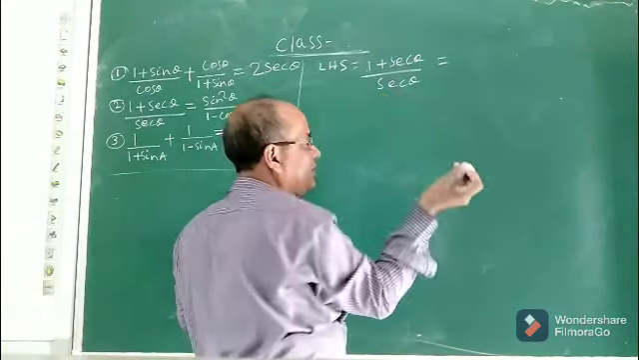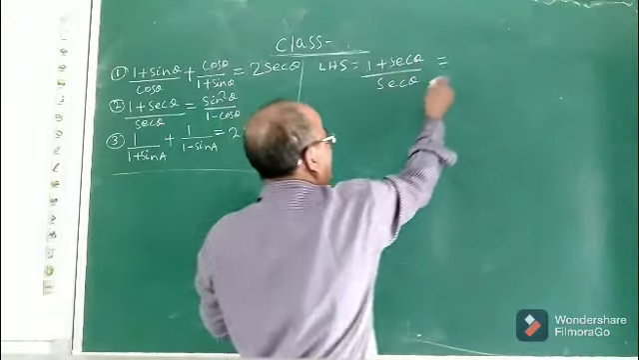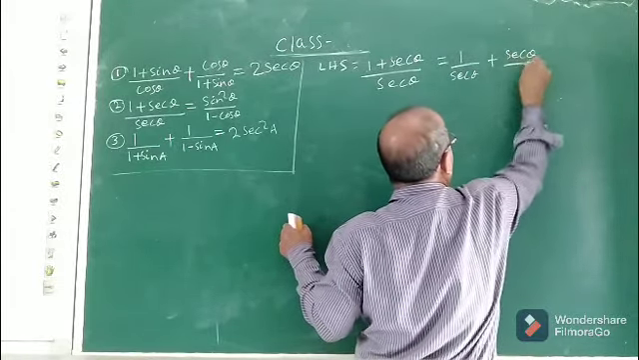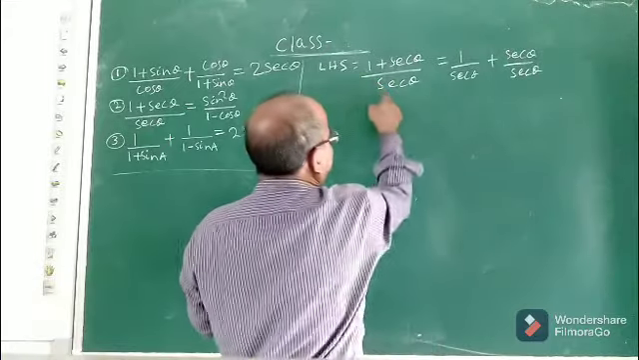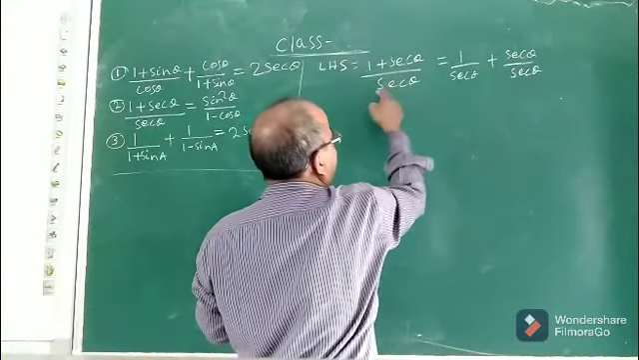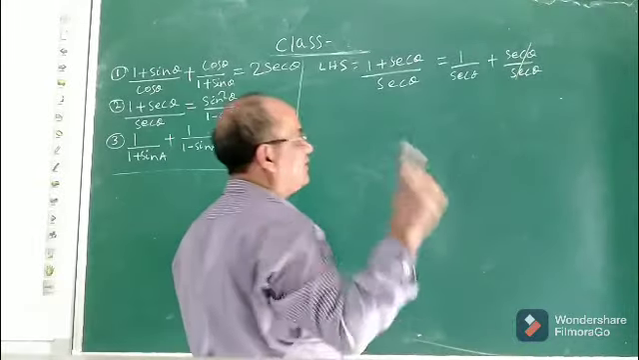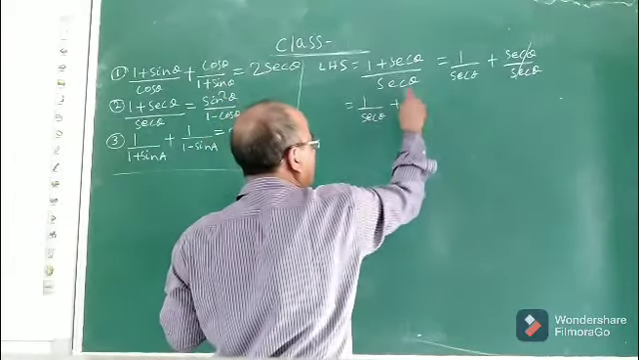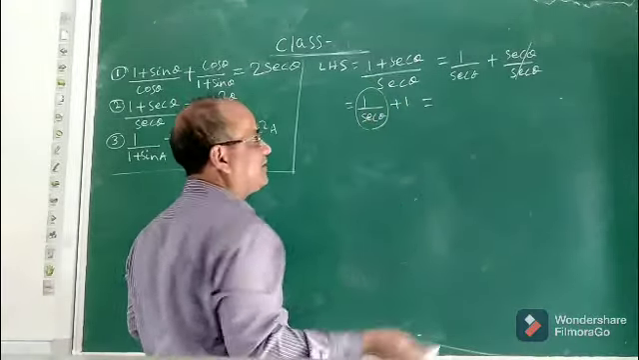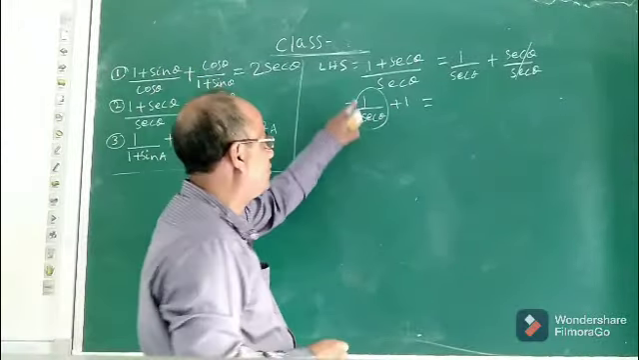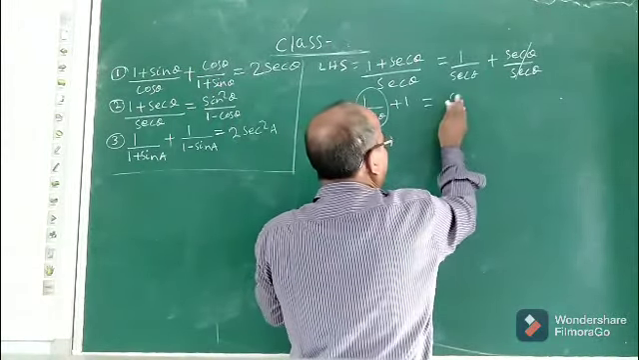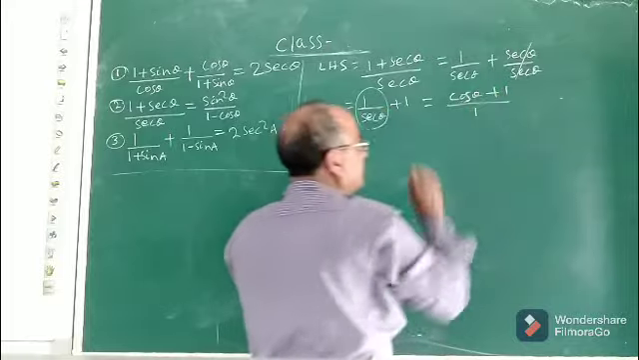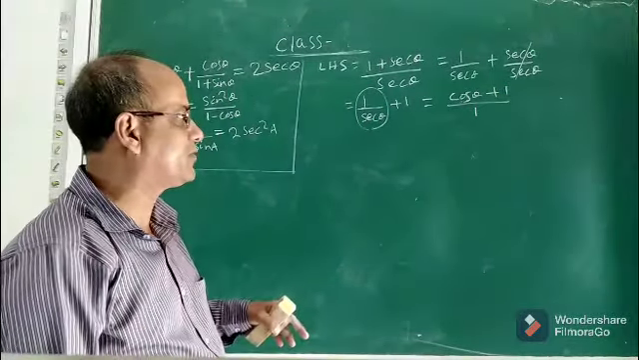Now see, if you apply simple logic, (1 plus sec theta) by sec theta, we can write it as 1 by sec theta plus sec theta by sec theta. Now sec theta by sec theta is cancelled, it is 1. Okay. So what did you get? You got 1 by sec theta plus 1. Now 1 by sec theta is equal to how much? It is the reciprocal of sec theta, so 1 by sec theta will definitely be cos theta. So cos theta plus 1. Now cos theta plus 1 means what is the denominator? The denominator is 1.